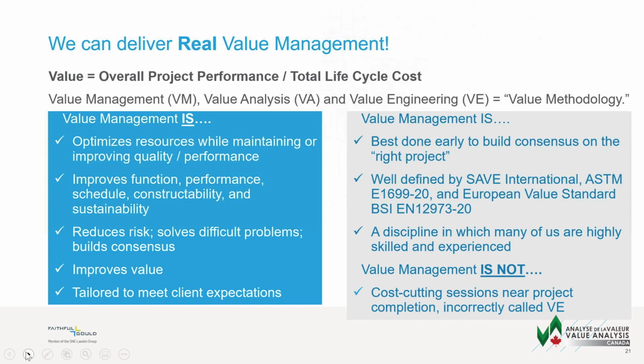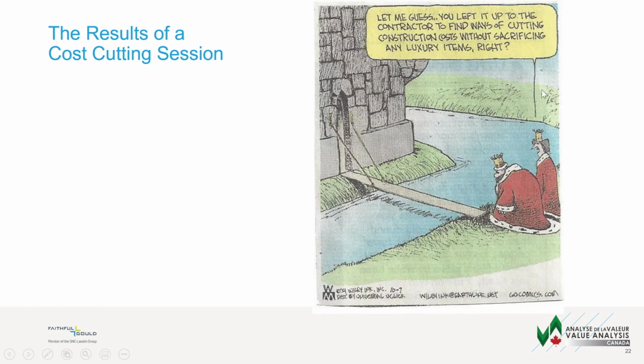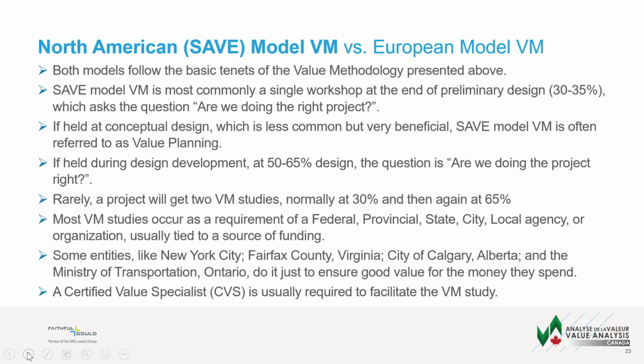Let's continue. This is a joke. The Queen says to the King, "Let me guess, you told the contractor to save money without sacrificing any luxury items, right? And you end up with a 6-inch wide drawbridge." So this is what I'm talking about. We're not after cost-cutting sessions. That was mostly because I like the joke.